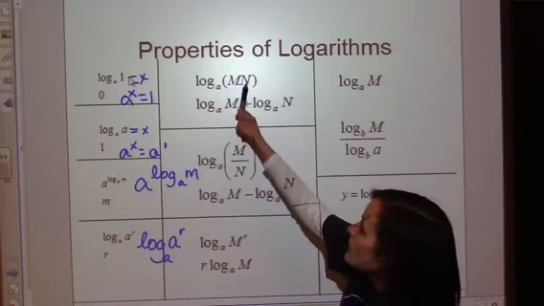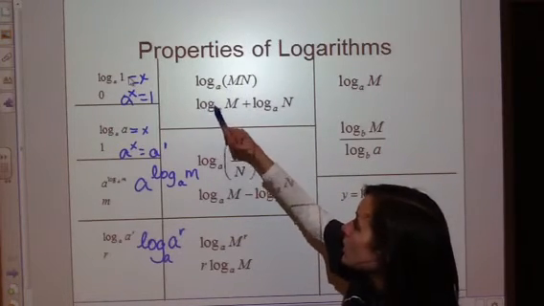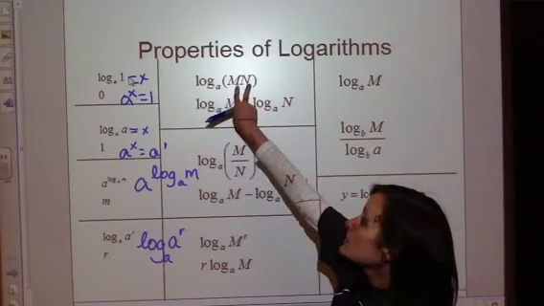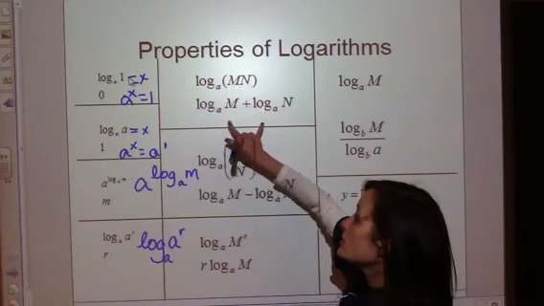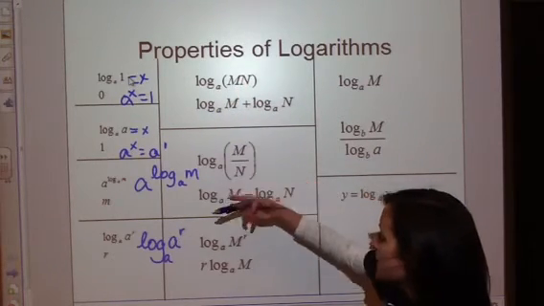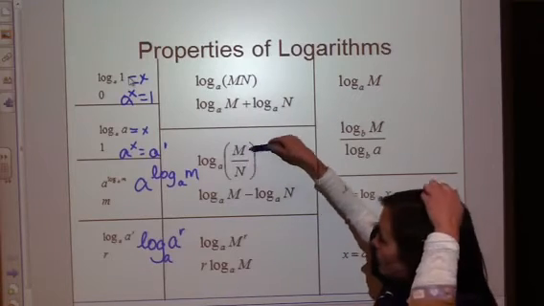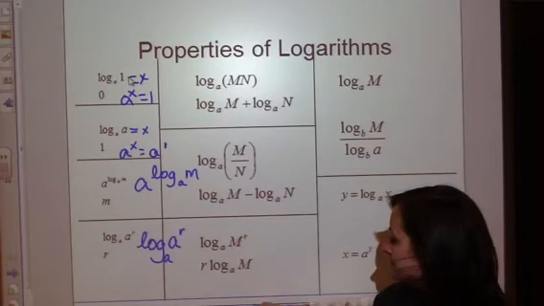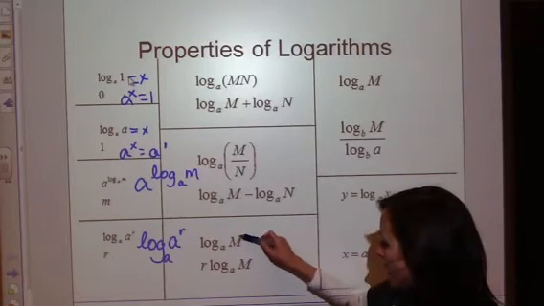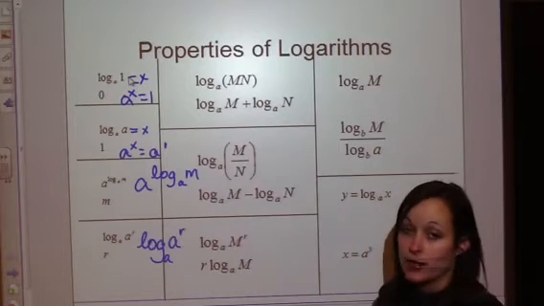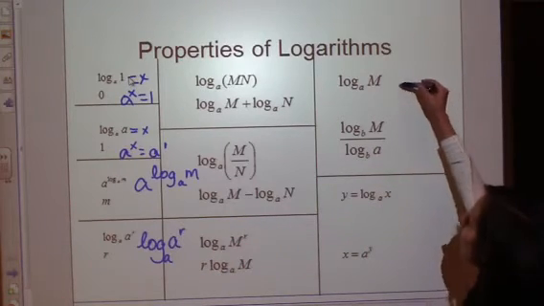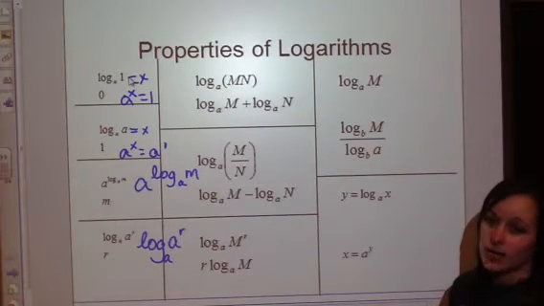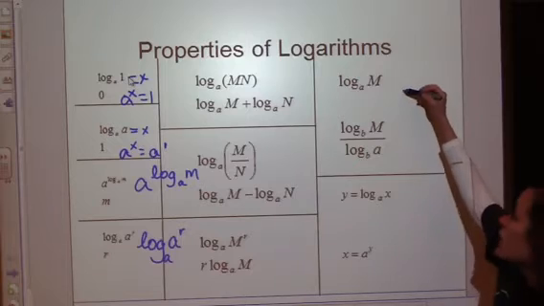So if you have two quantities being multiplied, you can rewrite it as log a of m plus log a of n. So if it's two quantities being multiplied inside of a logarithm, you can write it as two separate logarithms being added. Here we have a single logarithm with two quantities divided, so you can write it as two logarithms being subtracted. Here it says if you have an exponent, you can move it out in front. Here is a formula that you guys learned in IMP2, and you also did it in IMP3 in Small World. It is called the change of base formula.